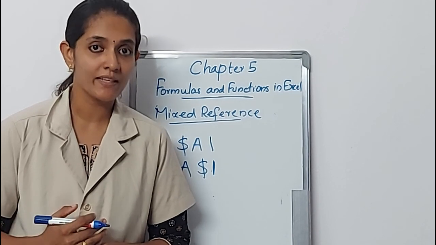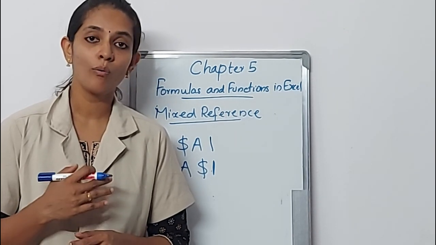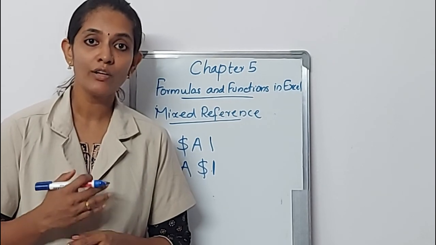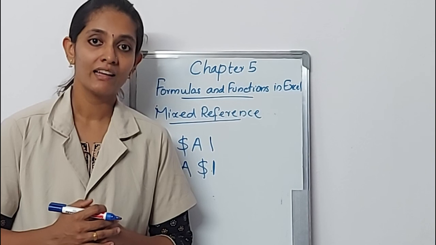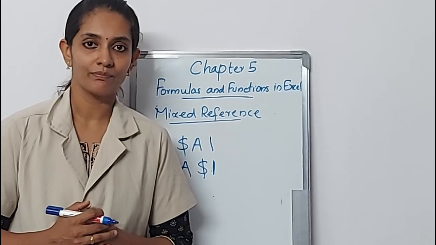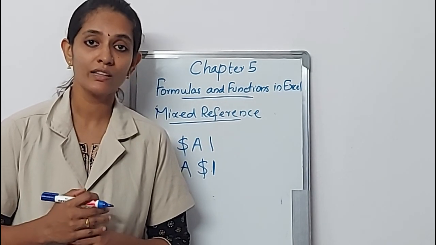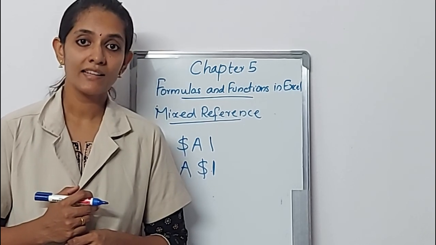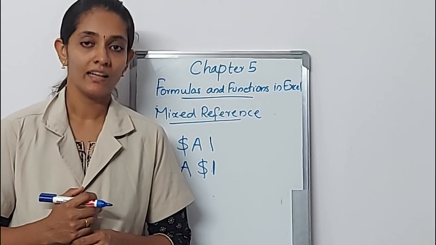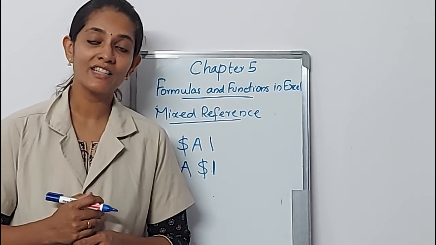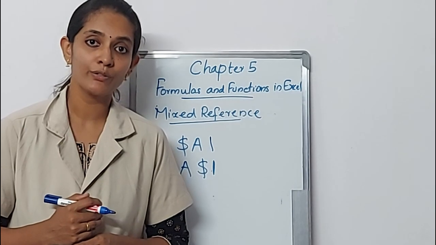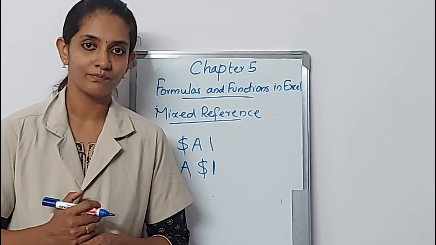But in the case of absolute reference, when we copy a formula to other cell, then the value of the referenced cell will remain same or constant. For this, we are using a symbol that is dollar. Next is mixed reference. It is a combination of relative reference and absolute reference. It can either apply to a row or column.